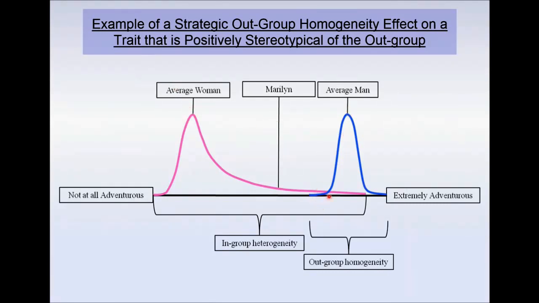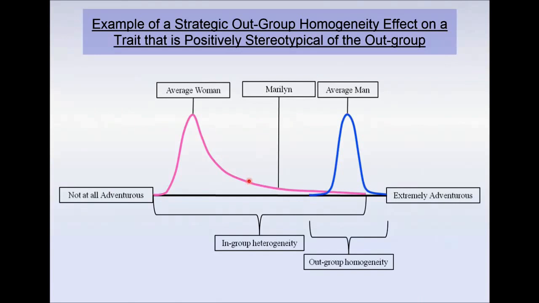Well, she might perceive men as being all the same. Here we've got a normally distributed curve with most men being about this adventurous, a few men being quite extremely adventurous and a few men being not very adventurous, but most of the men falling at the top level of the adventurousness scale here. And then you've got women. Now, Marilyn here has positioned herself up here as being fairly adventurous. Not as adventurous as most men, but nonetheless more adventurous than most women.